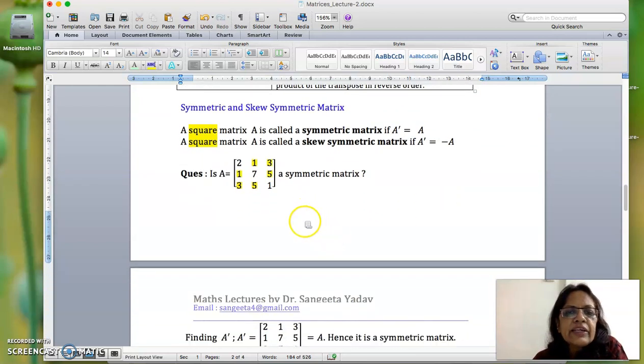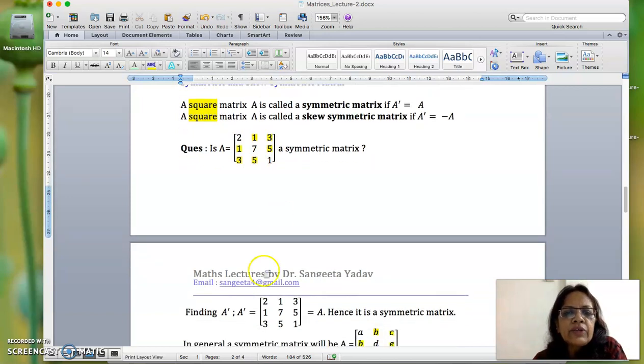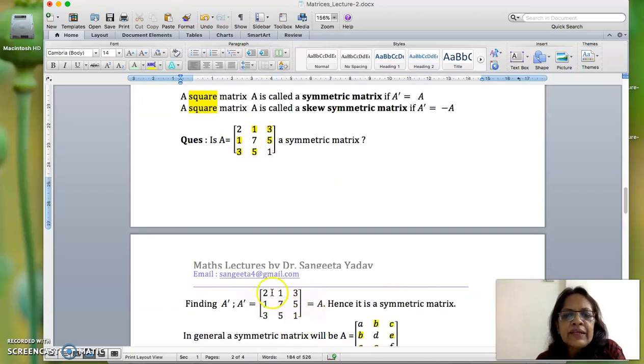Look at this question, check this one. If A is a matrix, we have to check whether it is a symmetric matrix or not. So what we have done? We took the transpose. Remember, first row becomes the first column, second row becomes the second column, third row becomes the third column. Just notice it is the same as A. Now what is your observation in this? If you just observe, the diagonal elements are different.